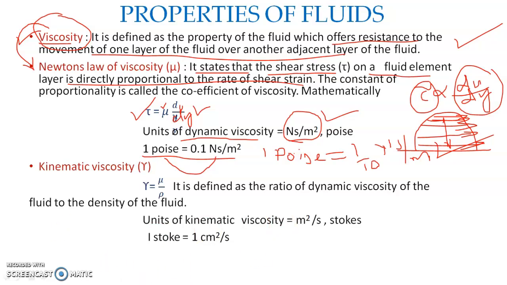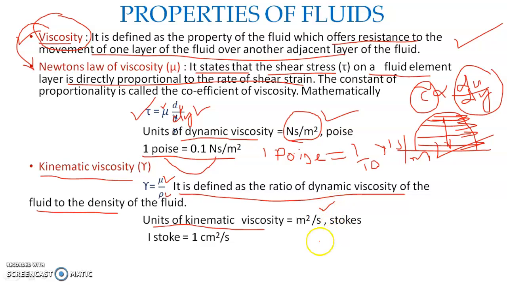Clear? So next, kinematic viscosity. What is kinematic viscosity? It is defined as the ratio of dynamic viscosity to the fluid density. So this is the dynamic viscosity divided by the fluid density, and it is called kinematic viscosity. Kinematic viscosity is denoted by nu. The unit of kinematic viscosity is meter square per second. So this is the equation, meter square divided by second.